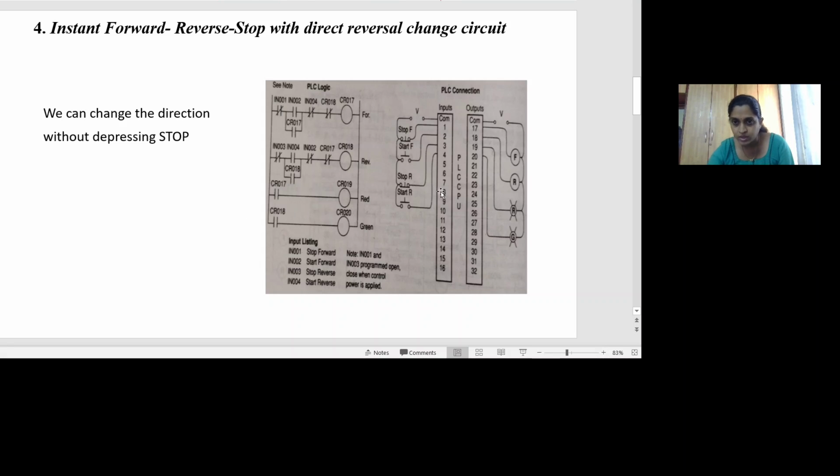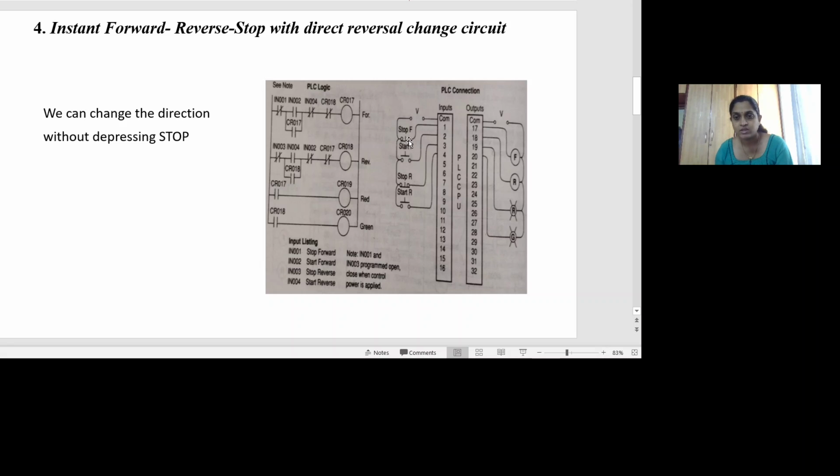Here you see there are four switches I have connected. Look at the connection diagram here. I have a start forward switch, which is to start a movement in the forward direction. I need to energize the start F switch. If it is going in the forward direction, then at the end, I need to stop.